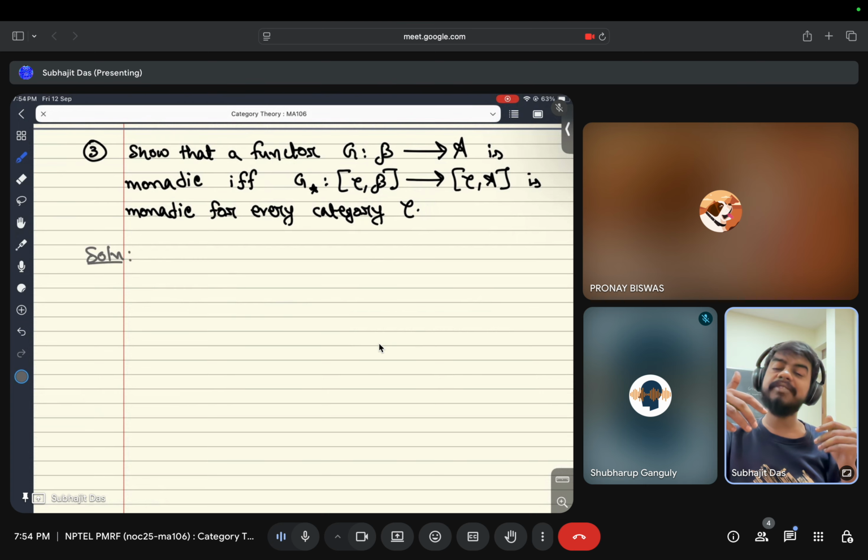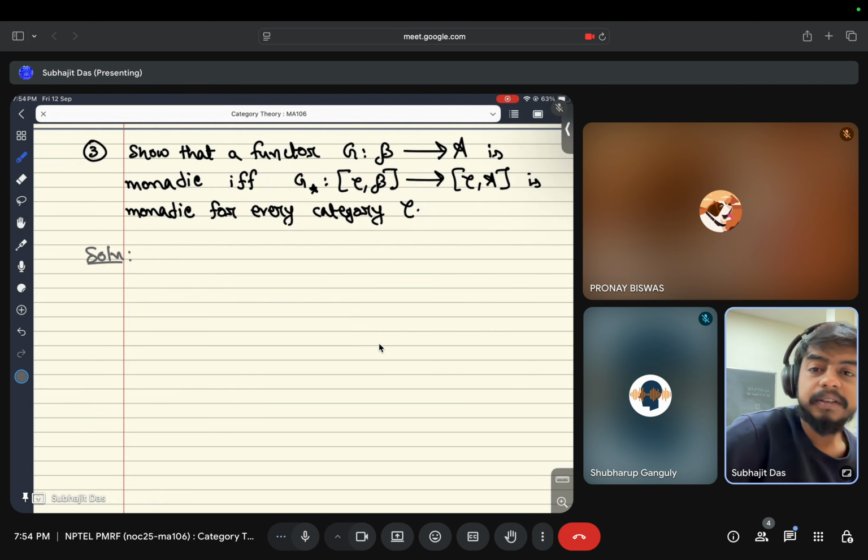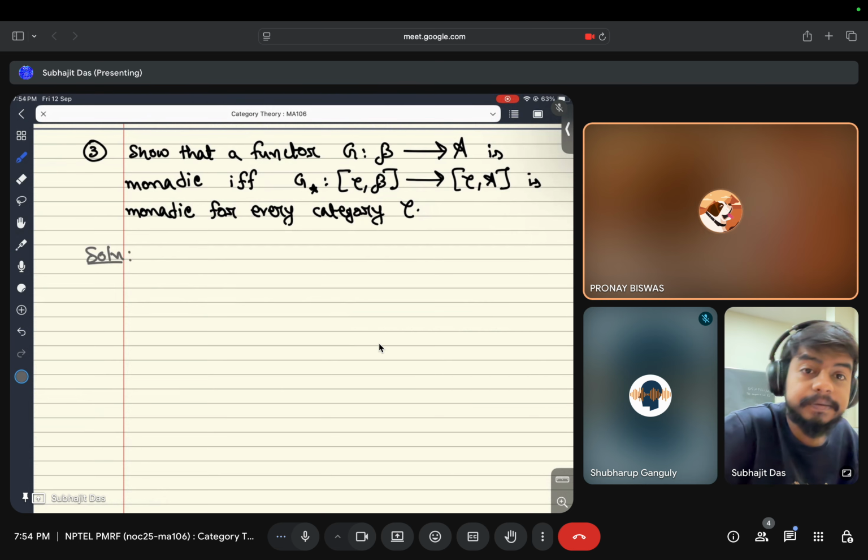So we want to show that a functor G from B to A is monadic if and only if G star from C comma B to C comma A is monadic for every category C. Quite a powerful statement actually. What do you think? Let's try to show the forward direction.